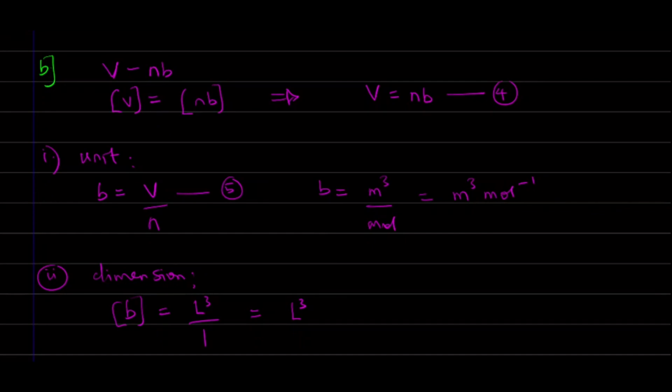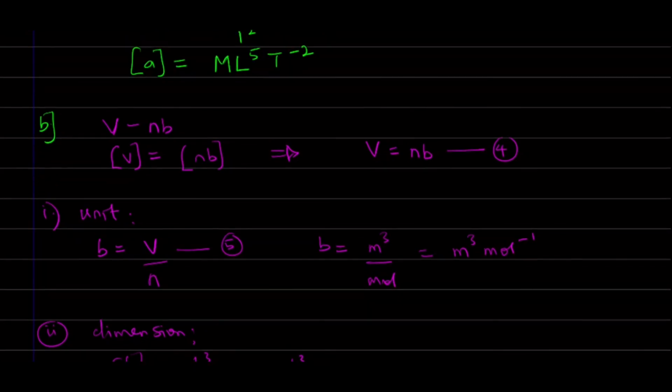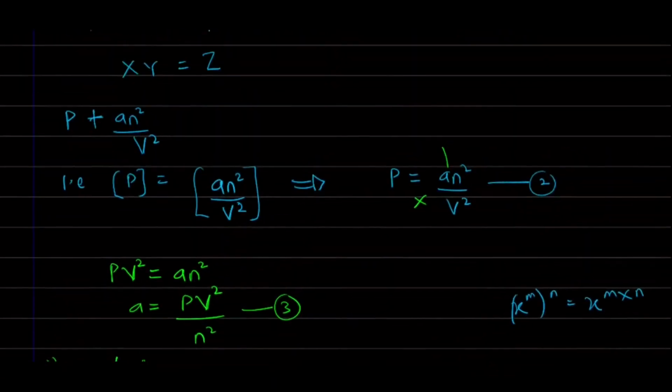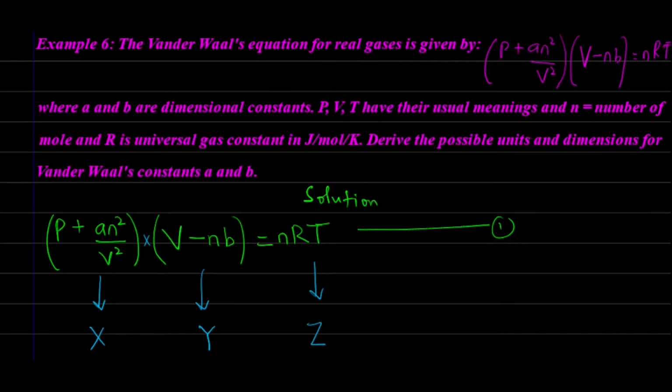I want you to feel free to try solving for the dimension of the constant that we have. We still have a constant called universal gas constant. So try to solve for the unit and dimension of this constant by using the principle of dimensional homogeneity, and let me know your answer through the comment section.